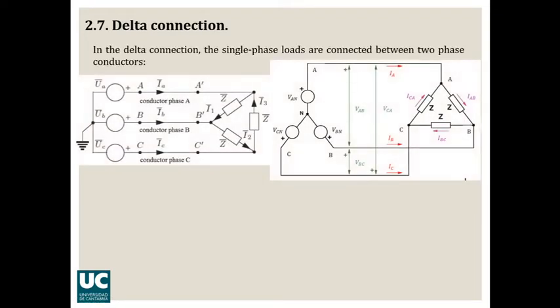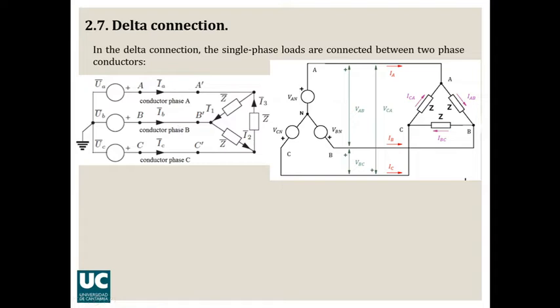Section 2.7 is about the delta connection. The delta connection is another typical connection that we can have in three-phase systems. In this case, the single-phase loads are connected between two phase conductors, instead of the situation that we had in the star connection, in which the load was connected between one phase and the neutral conductor. So here, for example, load 1 is connected between phase conductors A and B.